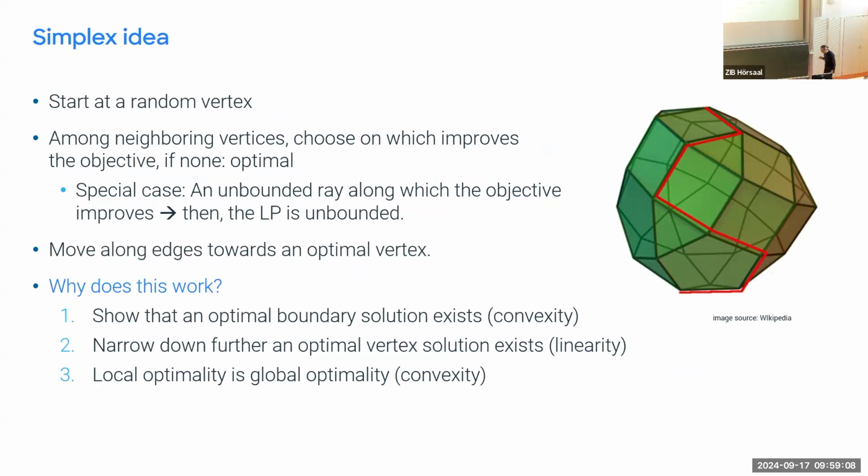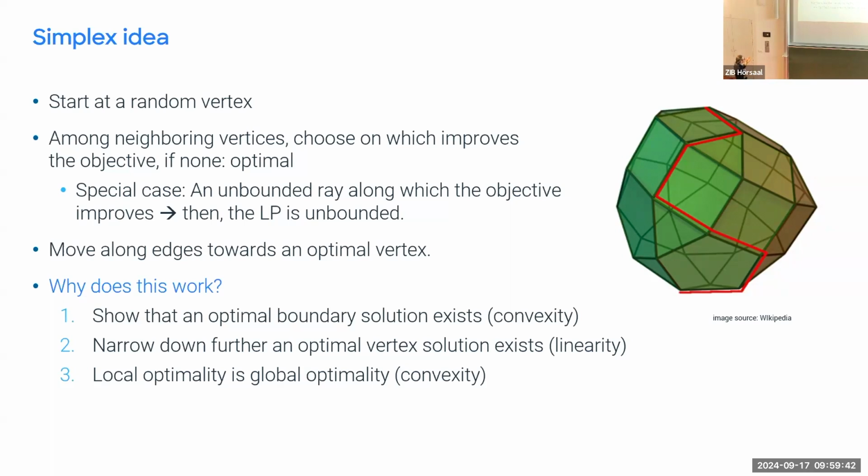Okay, but then we have to come to more practical methods. So I'm sure you all have heard of the simplex method. The idea is very intuitive. You start at a random vertex, which is feasible. You look at your neighboring vertices. If you find one which improves the objective, you move there. If you realize you can move into infinity, you have an unbounded problem. And if you can't do any further local moves, then you are optimal.